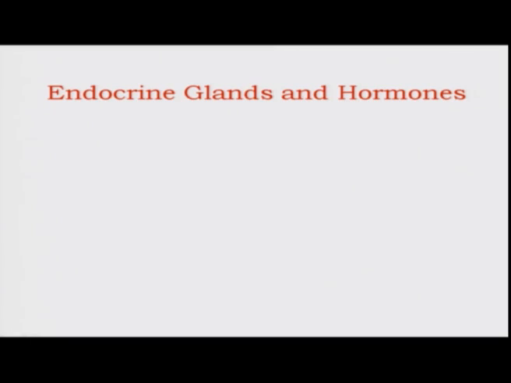Today we are going to learn about the other part of the coordinating and integrating system that is present in our body, which is the chemical coordinating system. So, what do we mean by this? This actually refers to what is known as the endocrine glands, and the products of these endocrine glands are called hormones. Let me tell you a little bit more about this.